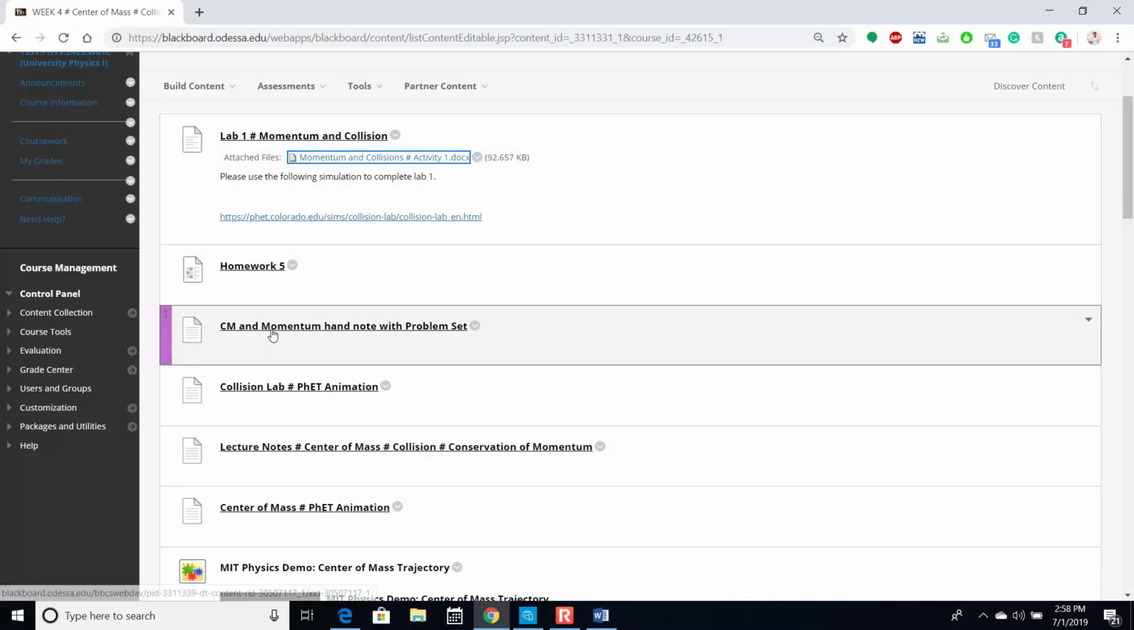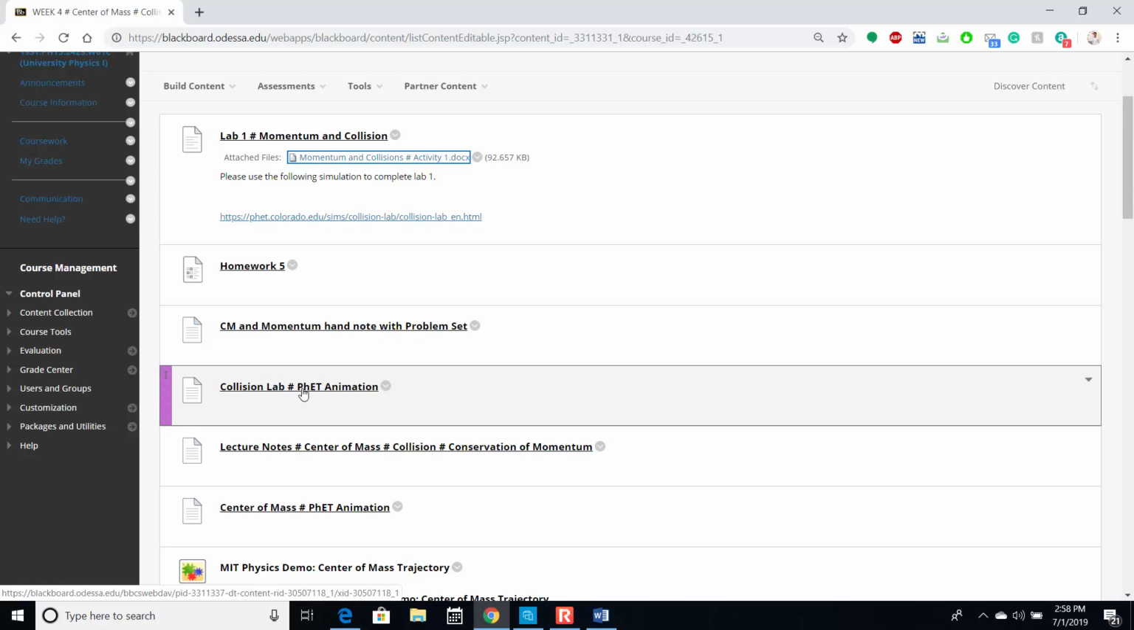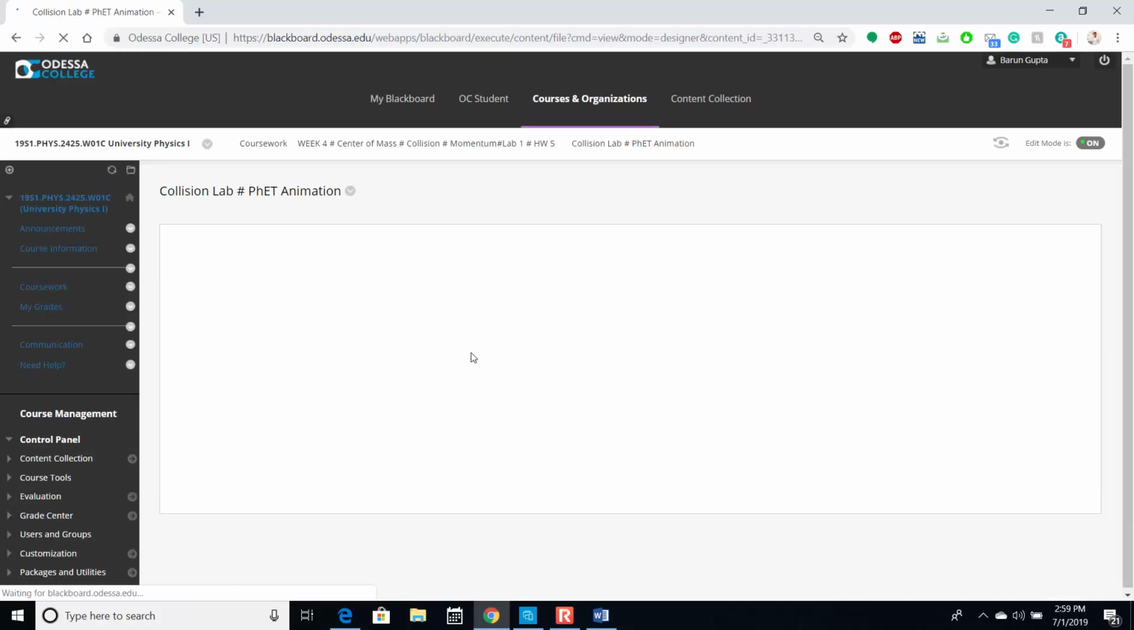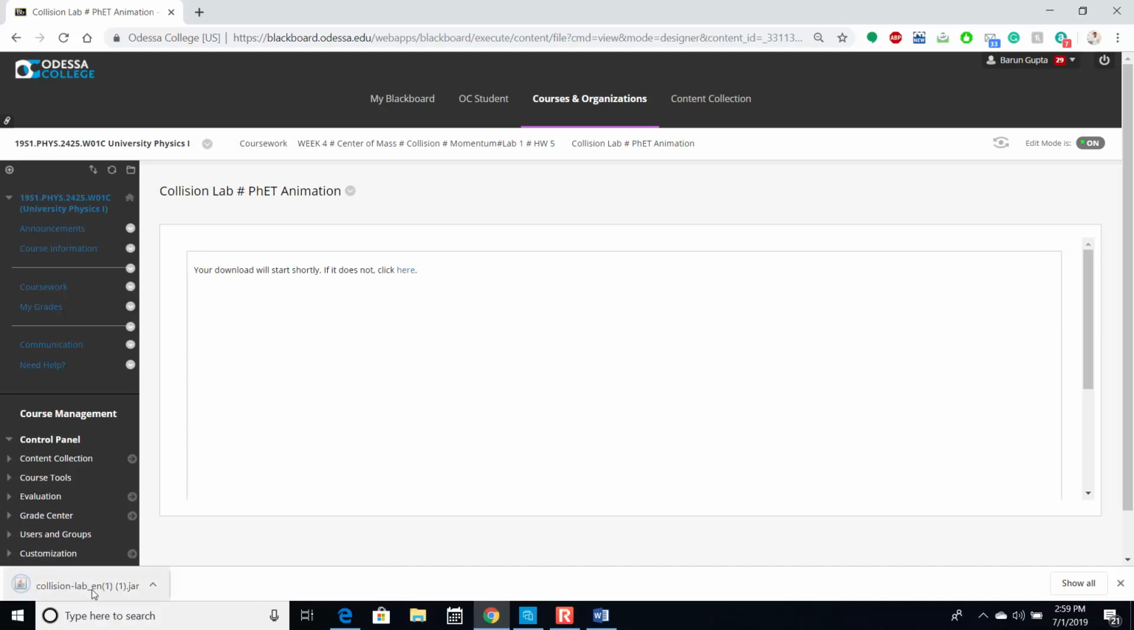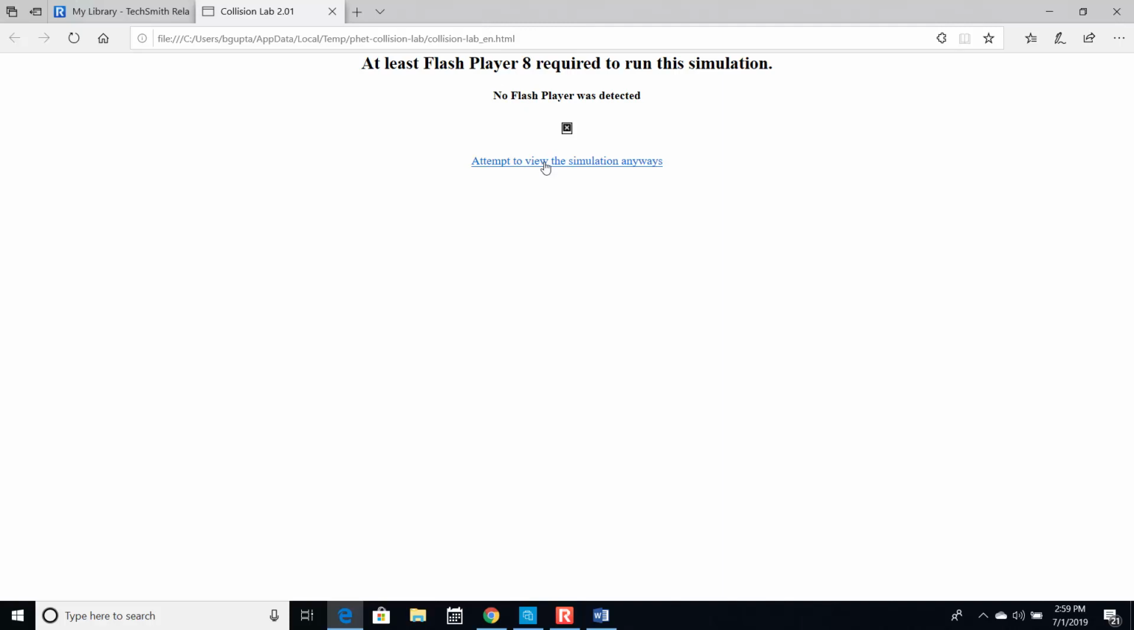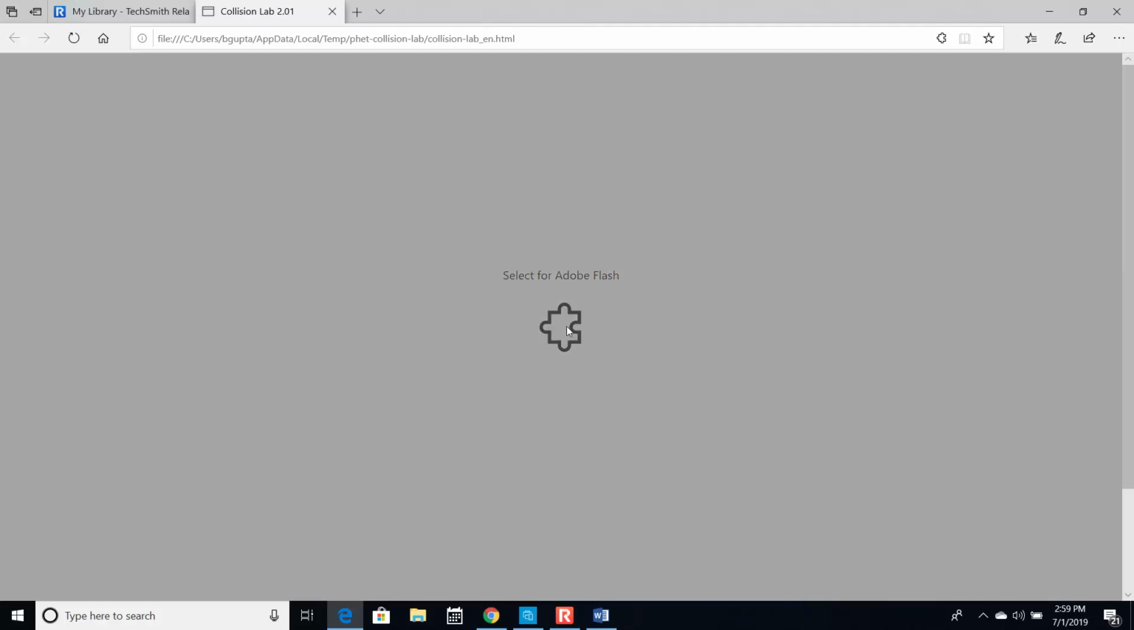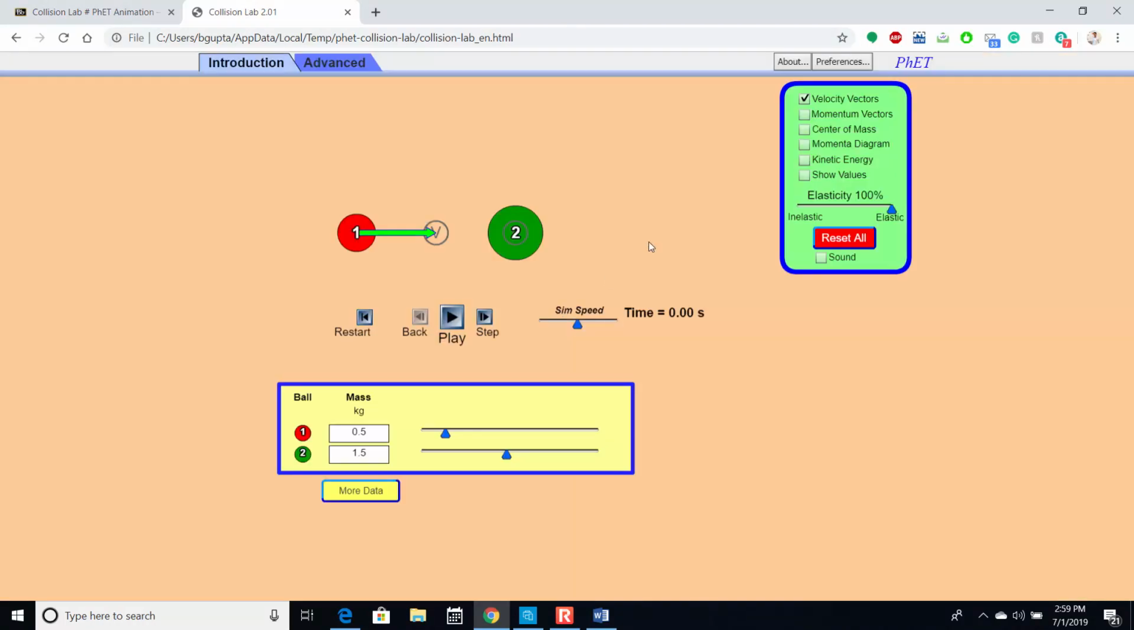I'm minimizing this one. And the second thing you have to do is open this collision lab, the animation. So you just skip it and open this one. If it is not allowing to add up, then what you have to do is just attempt to view the simulation and then click this one and allow once. And this is in the Internet Explorer. I prefer to do it in Google Chrome. So what I'm going to do is just copy and paste it here. The same thing. So now you see I got it here. If you're using the Internet Explorer, I would say use the Google Chrome. That's better.